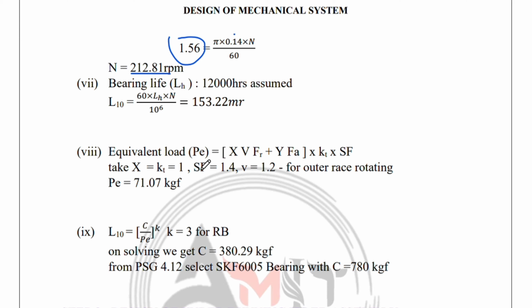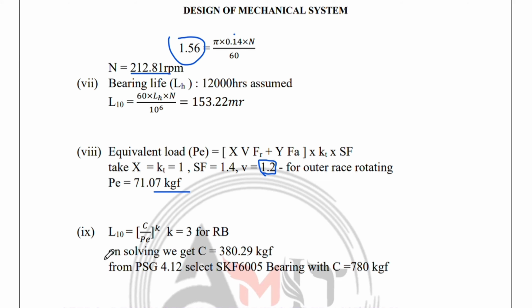Next is equivalent load. P is equal to x v Fr plus y into Fa, into kt into sf. Here x and kt value will be 1. Sf is the service factor, which we assume as 1.4, and the value of v will be 1.2 for outer race rotating. Put all the values, substitute, and get the value of equivalent load, which is 71.07 kgf.